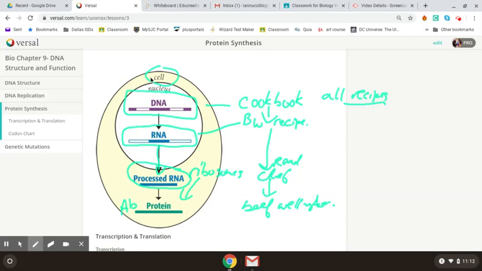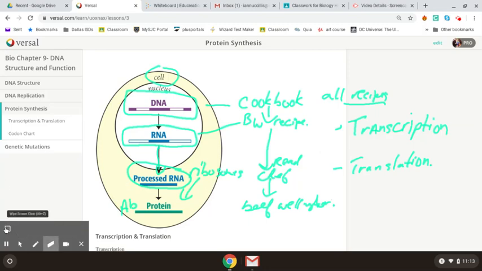All right, so what we want to do is take this step by step because there are two things that we want to learn about today. There's something called transcription, and there's something called translation. And we need to know what these two things are in order to understand protein synthesis. So transcription and translation are two things that we want to get to today. All right, so let me erase all of this and then we'll get to it.